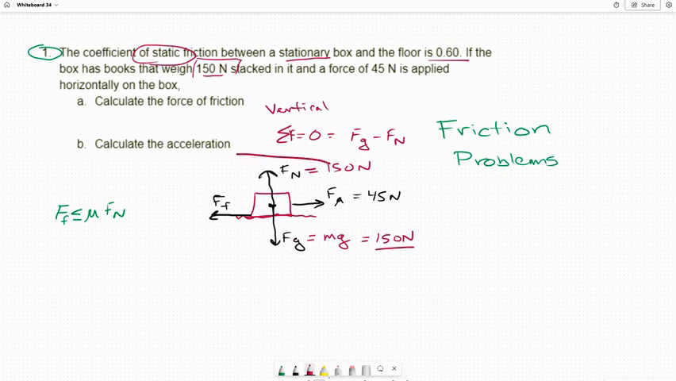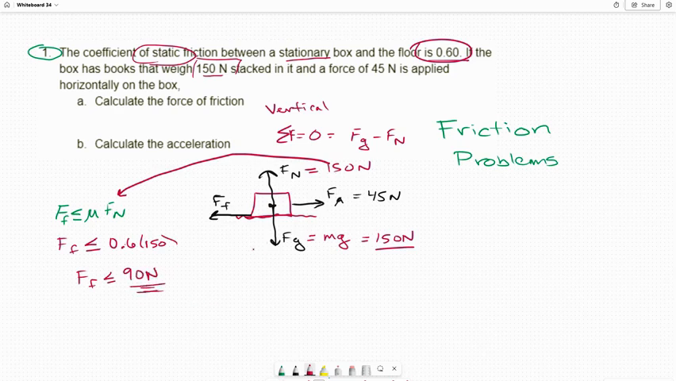What's helpful now is that because I know my force normal and my coefficient of friction, I can solve for what that force friction should be. So our force friction needs to be less than or equal to 0.6 times my force normal, which is 150, which means my force friction needs to be less than or equal to 90 newtons.